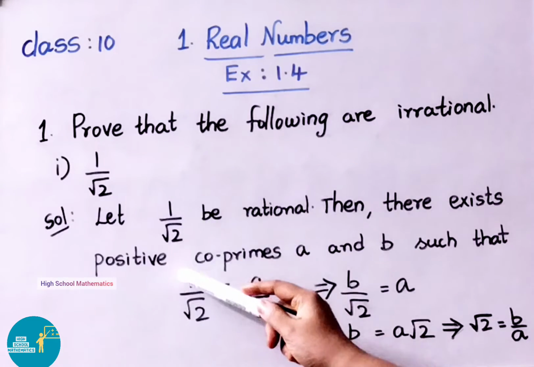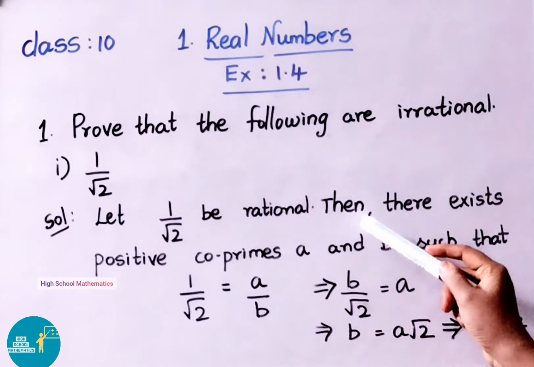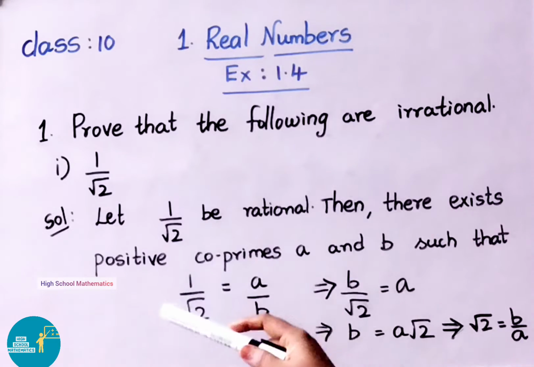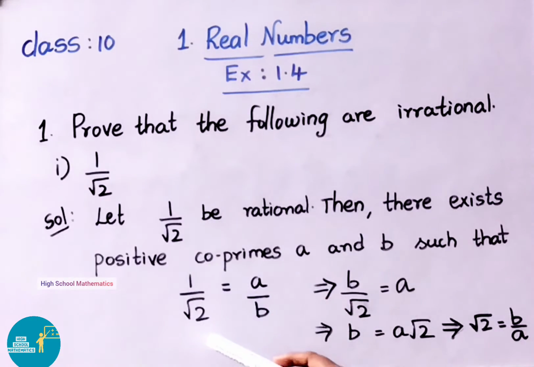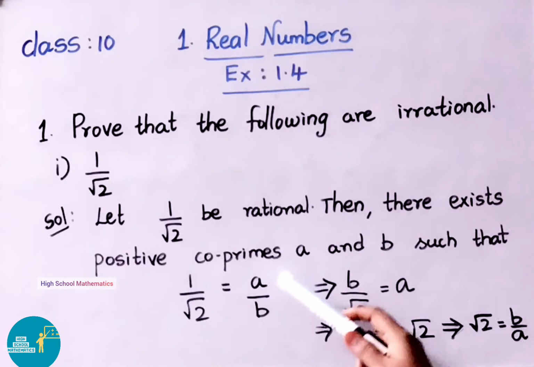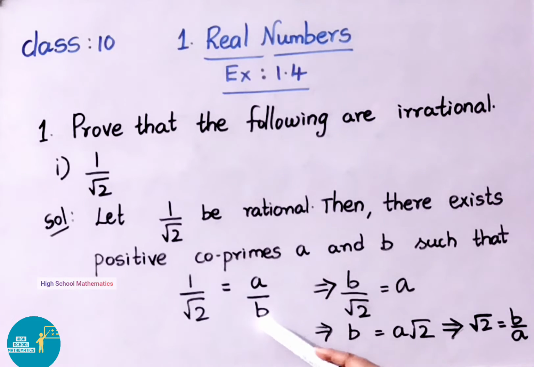Let 1 by square root of 2 be a rational number. Then there exist positive co-primes A and B such that 1 by square root of 2 equals A by B. That implies, we have multiplied this denominator B value for the numerator, so B by square root of 2 equals A. 1 into B means B only. So B by square root of 2 equals A. That implies B equals A into square root of 2.